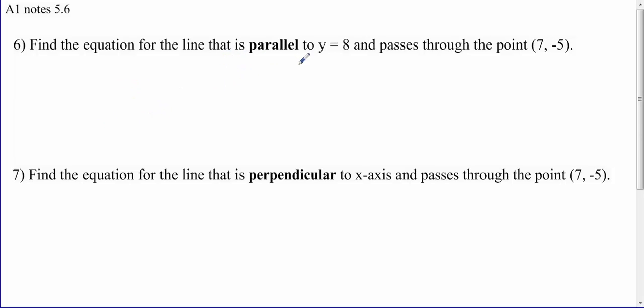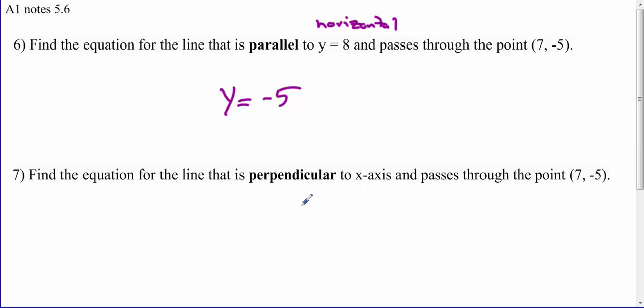Okay, this says to find the equation for the line that's parallel to y equals 8. Here's what you have to think about. This is a horizontal line. And it passes through the point 7, -5. We know that horizontal lines are always y equals equations. And I look right here and it says that y is -5. And folks, we're done with that problem. It's that simple. Okay, let's take a look at the next one.